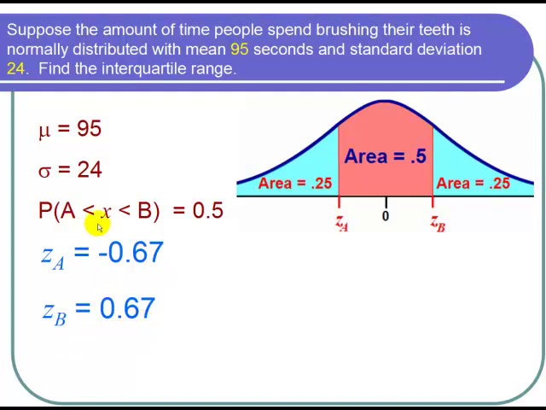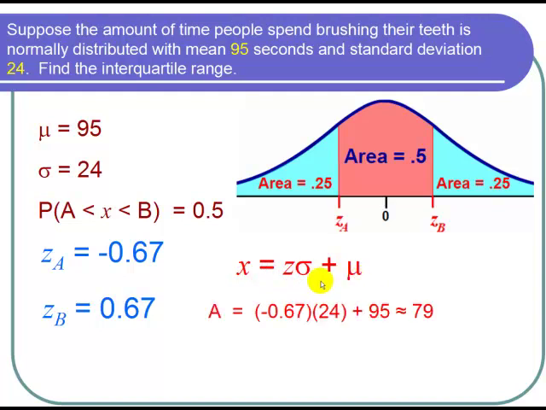So now let's find A and B using the conversion that takes z values and sends them to x values. And that formula is x equals z times sigma plus mu. So I just plug in. For A, z is negative 0.67, our sigma is 24, and our mean is 95. And I plugged that in a calculator, and I got about 79.